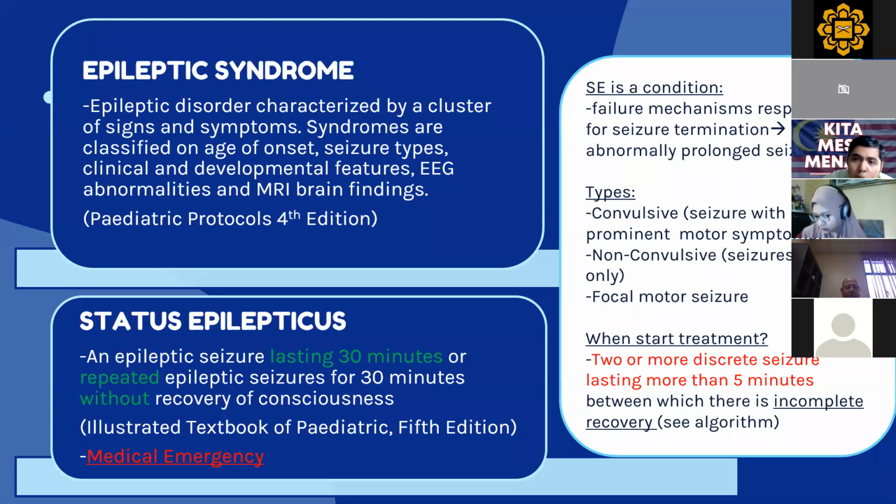And this situation is a medical emergency. Status epilepticus is a condition due to failure of the mechanism responsible for seizure termination that eventually causes abnormally prolonged seizures. Status epilepticus can be divided into 3: convulsive, non-convulsive, and focal motor seizures. So when can we start the treatment for this condition? We start the treatment when there are 2 or more discrete seizures lasting more than 5 minutes, between which there is incomplete recovery. When this happens, we need to start the treatment as soon as possible. I will come back to this when I show the algorithm later.